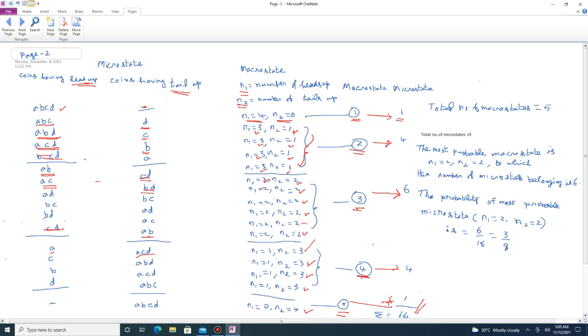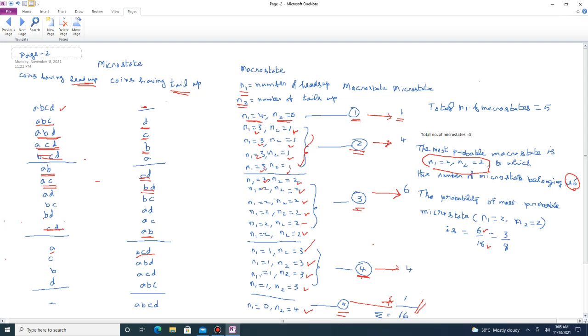So when n1 is equal to 2 and n2 is equal to 2, the number of microstates is 6. So this is the maximum. Therefore the probability of the most probable macrostate, n1 is equal to 2 and n2 is equal to 2, is: 6, the number of favorable microstates, is in the numerator, and 16 is the total number of microstates.